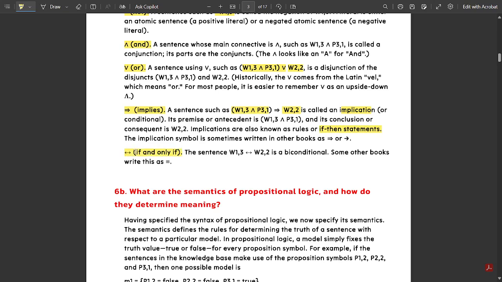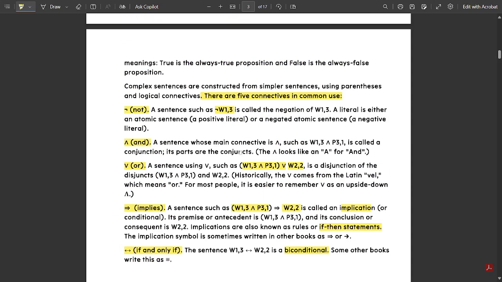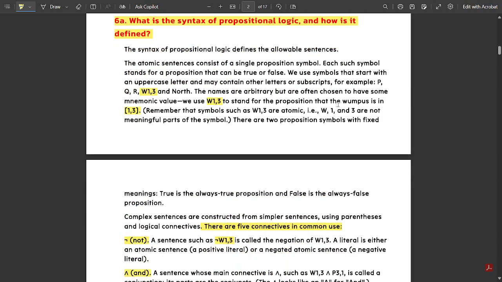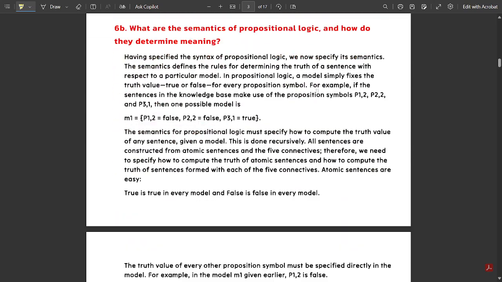Next is this arrow, this symbol here, if and only if. The sentence W1,3 if and only if W2,2 is a biconditional, meaning these two are equivalent to each other. So this is the if-and-only-if condition under propositional logic, and these are the connectives I have discussed. Note this down, it is very important.